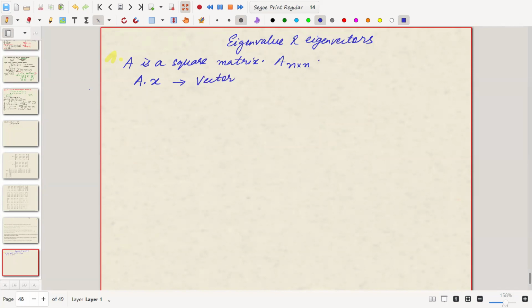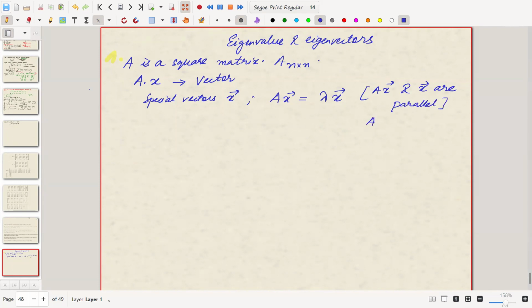But it might happen that for special vectors x bar, you can have A x bar equal to lambda x bar. What does it mean? It tells us that A x bar, which is a vector, and x bar are parallel, first of all. Then second, the magnitude of the vector got scaled by a factor lambda. Okay.